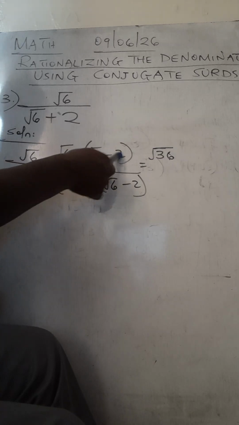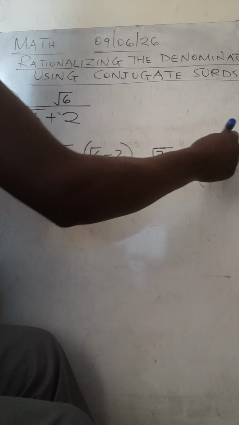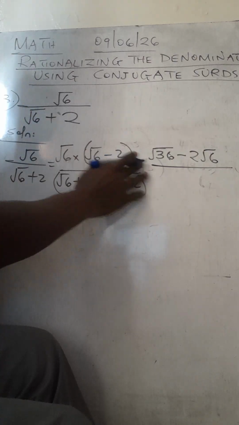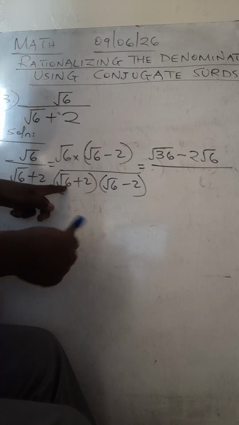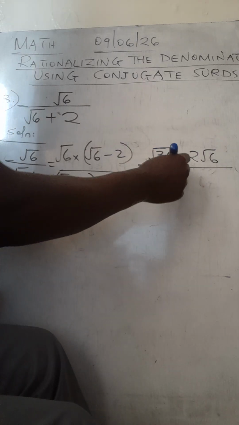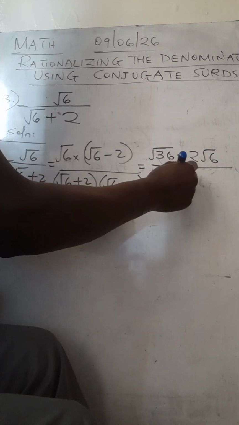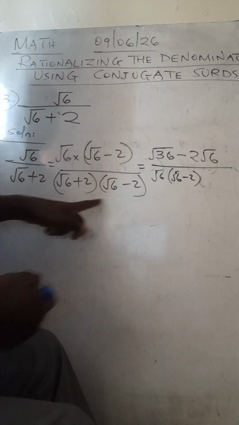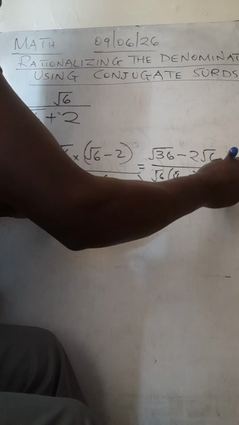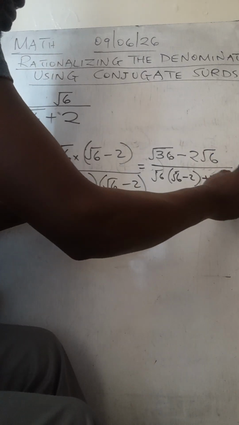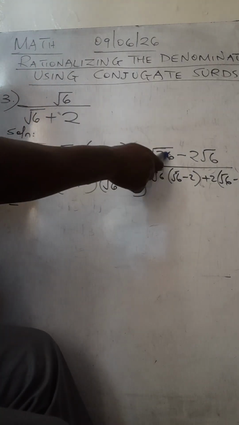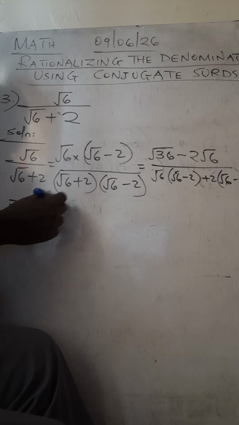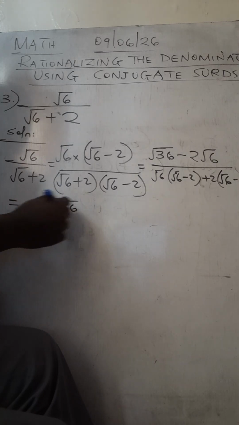Root 6 times 2, negative 2 root 6. Then here, to be able to multiply this bracket and this bracket, this is what you do. Take root 6 times the second bracket, and also take positive 2 times the second bracket. Then open it. Square root of 36 is 6 minus 2 root 6.